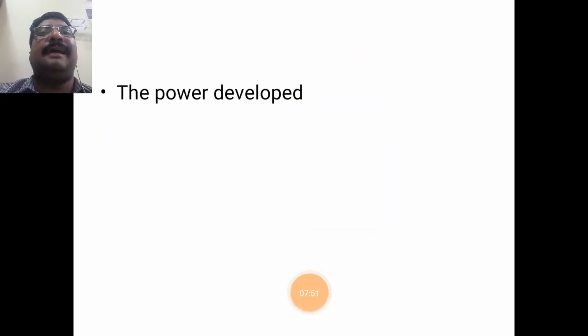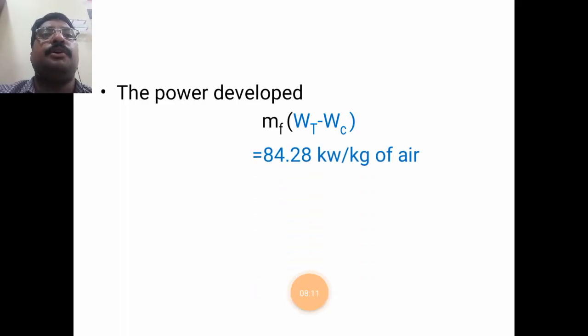Now the power developed is the amount of work done per second. The power developed is the mass flow rate into the net work done, mf into (Wt minus Wc). So mf is given as 3 kg per second. If you substitute, I get it as 84.28 kilojoule per kg of air.